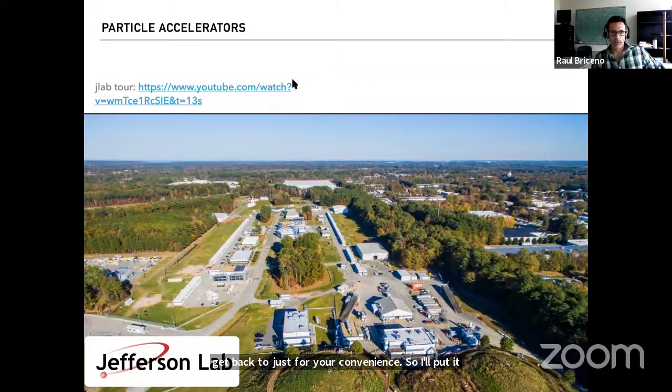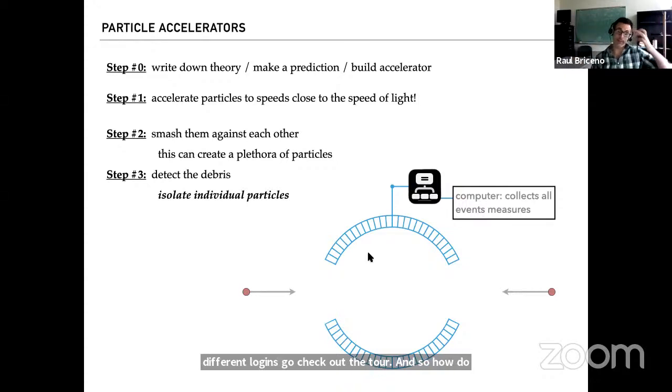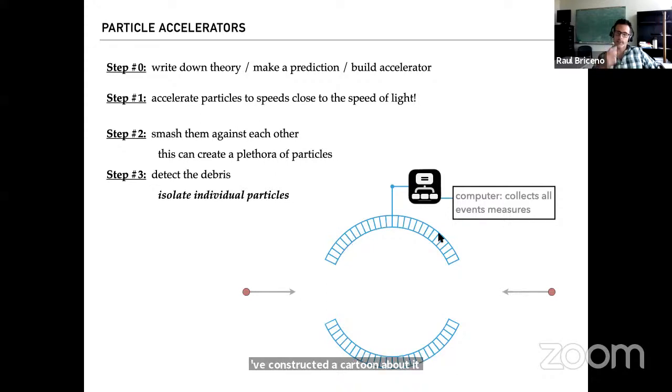And so instead of me telling you more about Jefferson Lab, you can just go check out the tour. And so how do these work? If I zoom out, what's happening? Imagine that I have two particles, okay? And here I've constructed a cartoon of a detector. In that tour at Jefferson Lab, you can actually look at the detector. It's remarkably fancy, but as a theorist, I can simplify things.